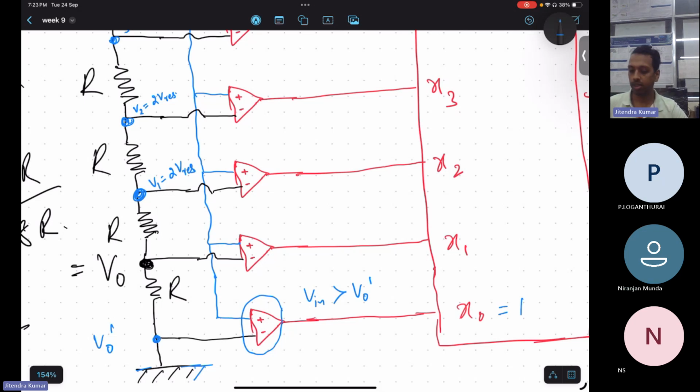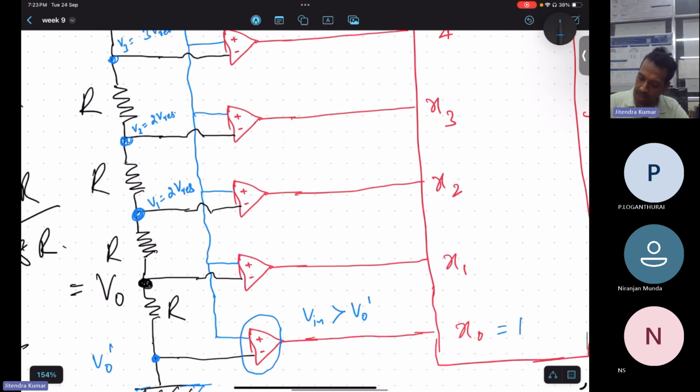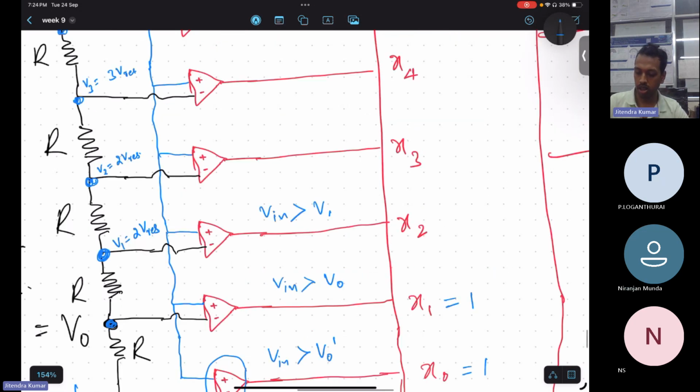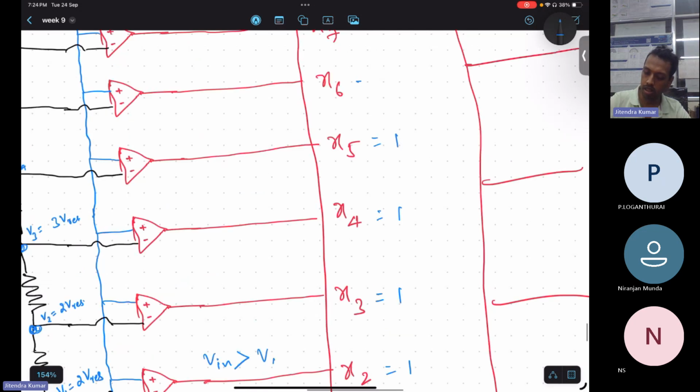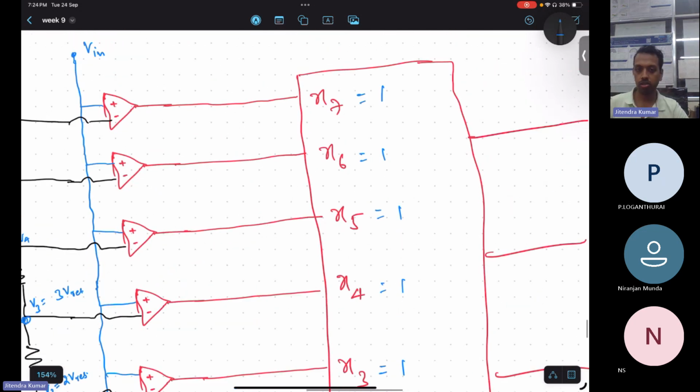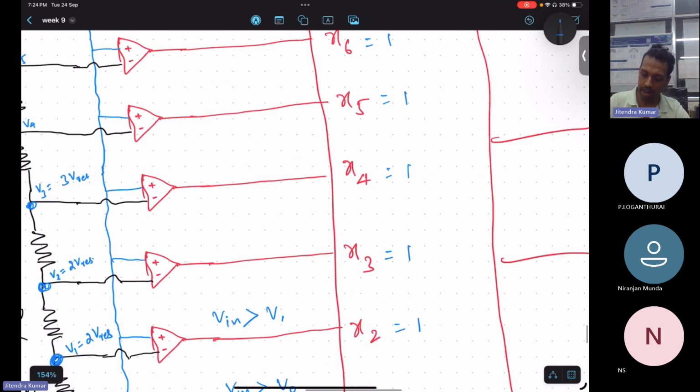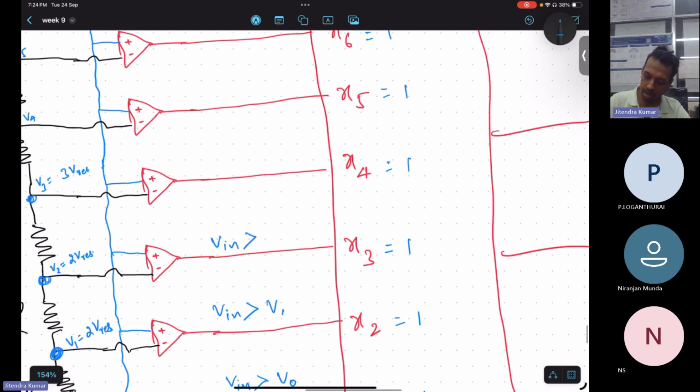Niranjan? Yes, okay. Now, for this X1 to be 1, what should be the condition here? Vin should be higher than V0, isn't it? This voltage. Similarly, here Vin should be higher than V1, and so on. And if all the conditions are matched, then all will be 1, and what will happen? X7 is also 1. So that is like that. Vin is higher than V2, and so on.